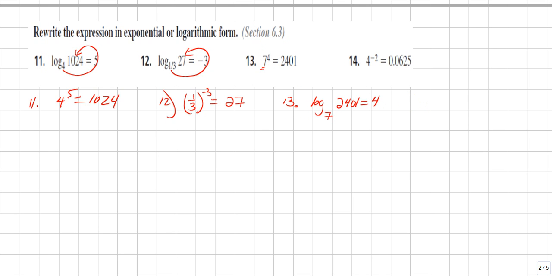And number 14, same kind of a problem. I'm going to have the base, so it's log base 4, will move to the base. What's outside of the log, outside of the exponential will move inside the log, so the piece that's all alone will move inside. So I've got 0.0625. And what's up in the exponent position, trapped up there, will move outside.